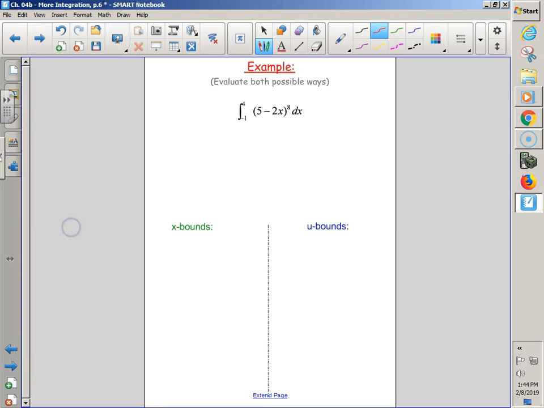Well, here's the deal. We actually have a little bit of work to do before we even go to the two different methods or the two different ways. One says never change the bounds. The other says, nope, you got to change the bounds. So how do we do that?